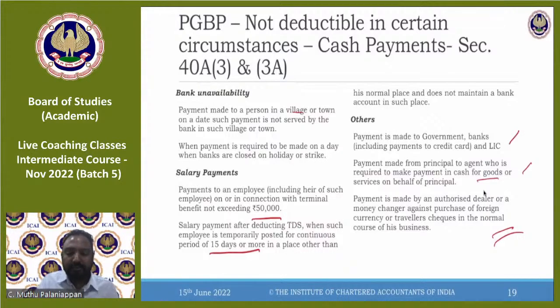Raghavan asks, are spouse and parents included? Yeah. Spouse, brother, sister, spouse, lineal ascendant, descendant are also relatives.